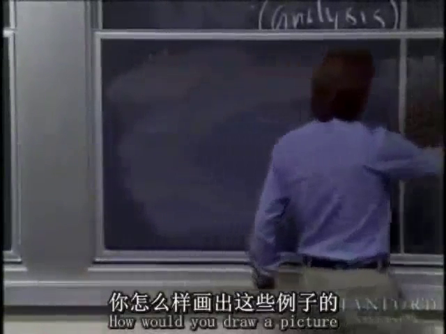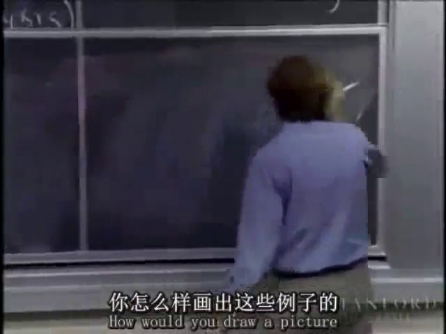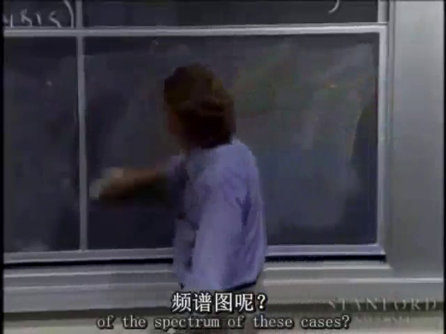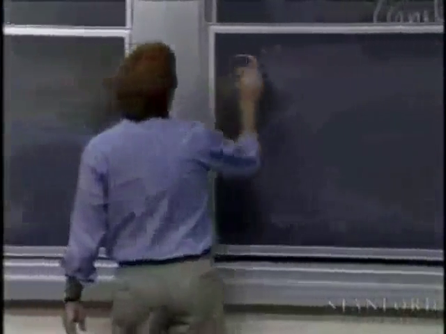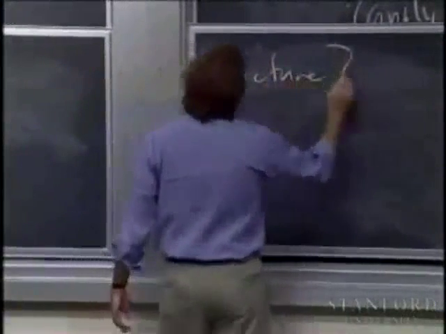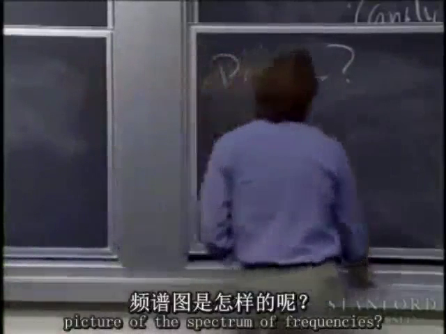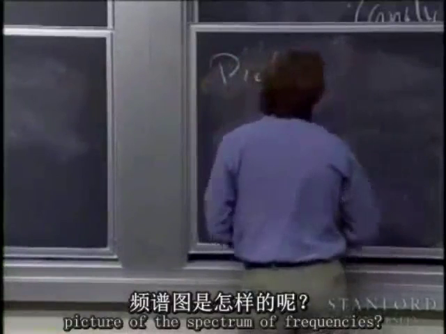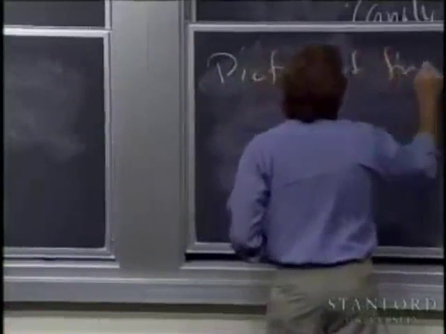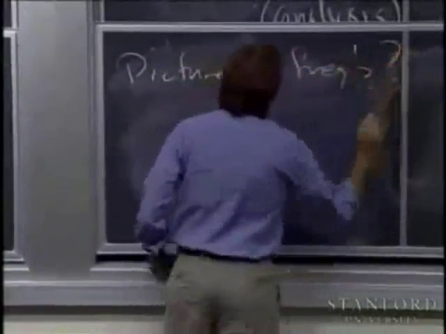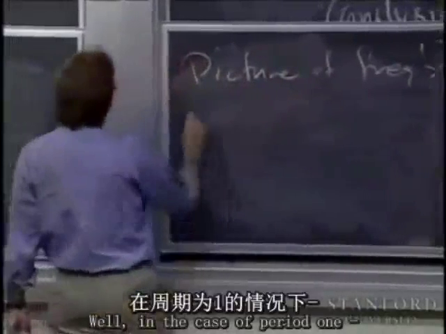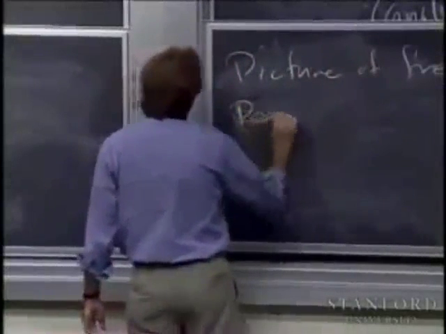How would you draw a picture of the spectrum for these cases? What's a picture of these things? A picture of the spectrum, a picture on the frequency side, a picture of the spectrum of frequencies. Well, in the case of period 1, let's take period 1.